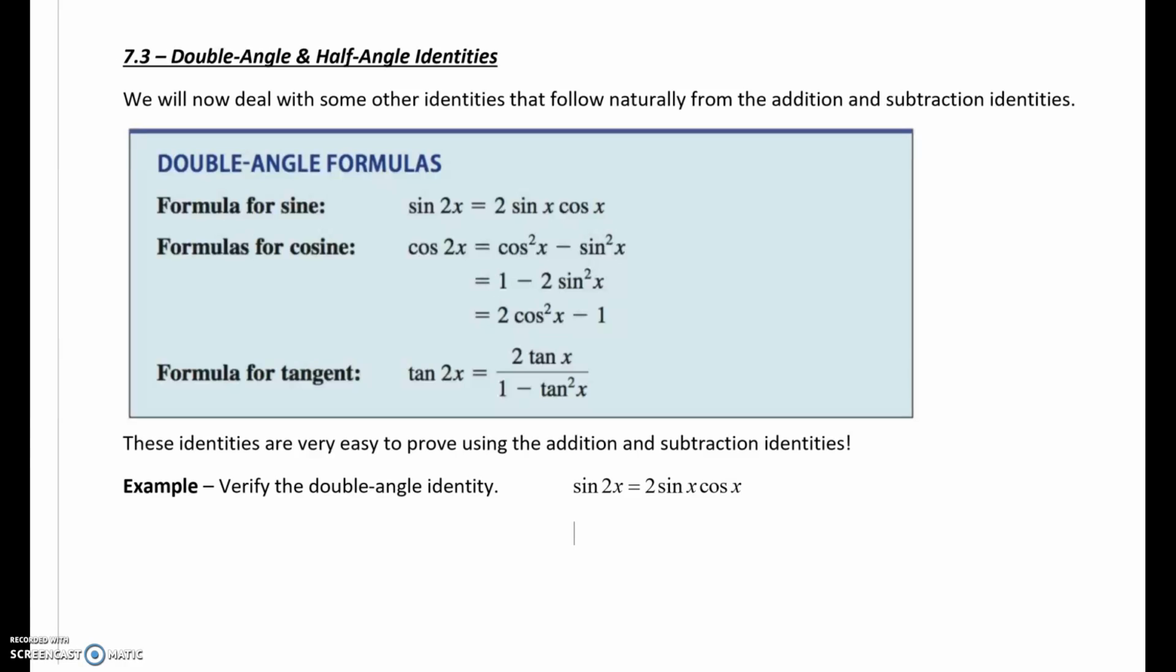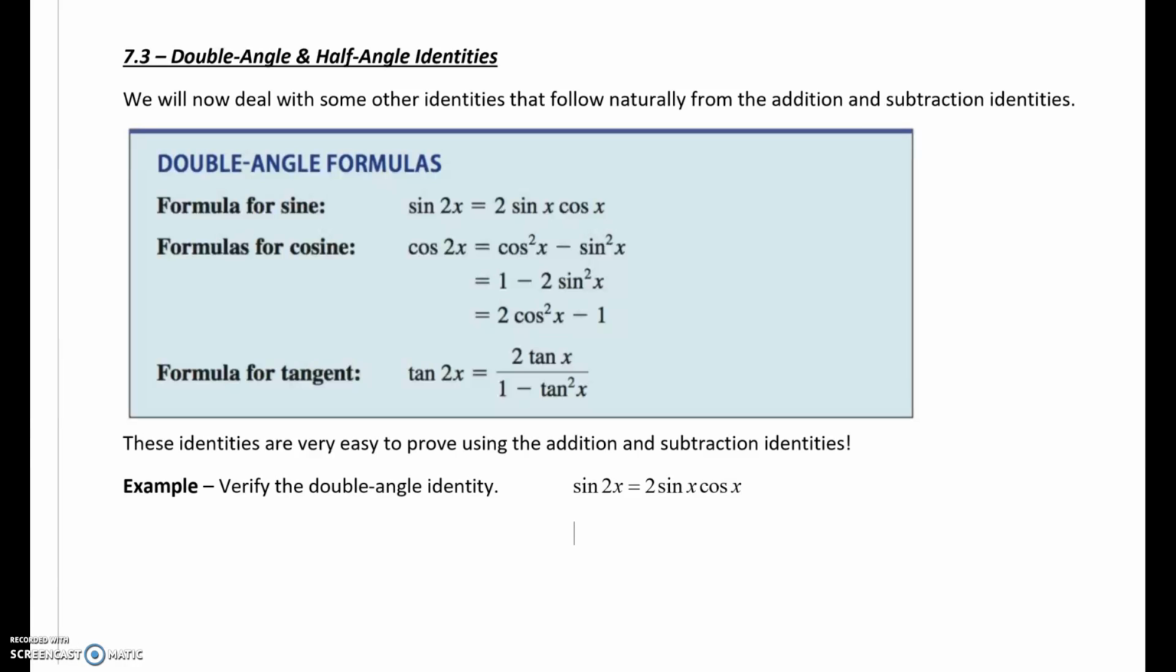Okay, so we have some formulas and more formulas. They're on that yellow sheet that I passed out. The formula for sine is sine 2x equals 2 sine x cosine x. Cosine 2x, so it's a double angle, has three different formulas, and you're going to use whichever one works the best for your situation at the time. So it's cosine squared minus sine squared, 1 minus 2 sine squared, or 2 cosine squared minus 1. And then the formula for tangent is tangent 2x equals 2 tangent x over 1 minus tangent squared x.